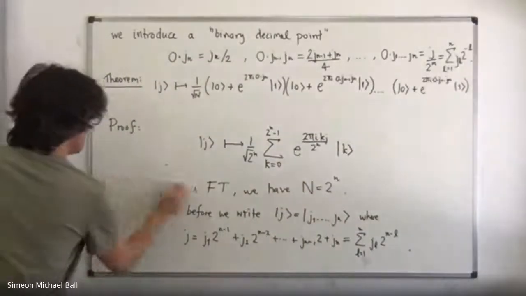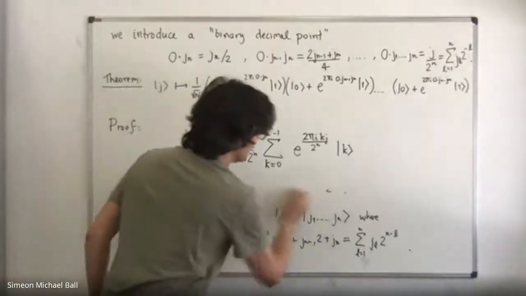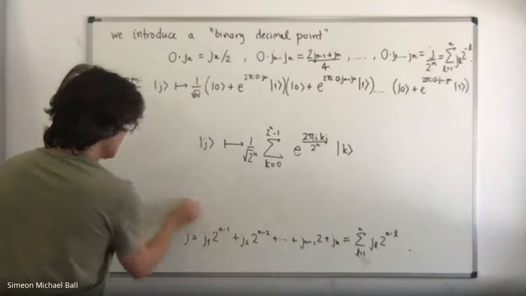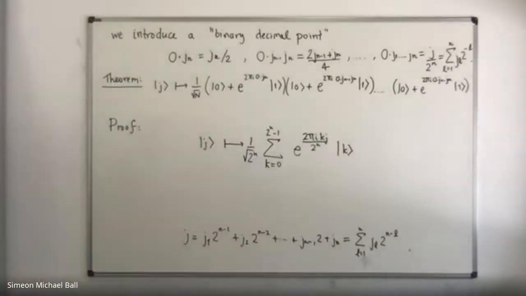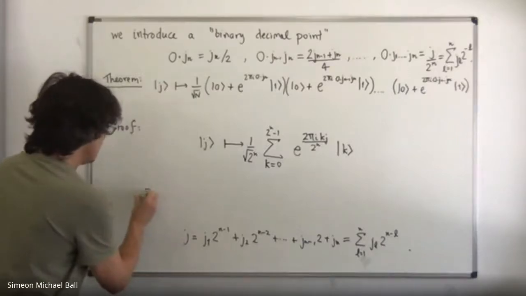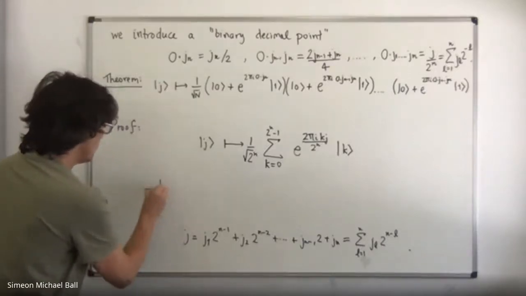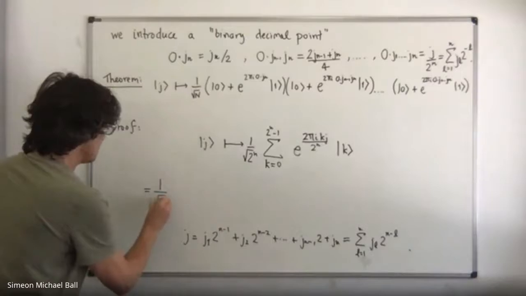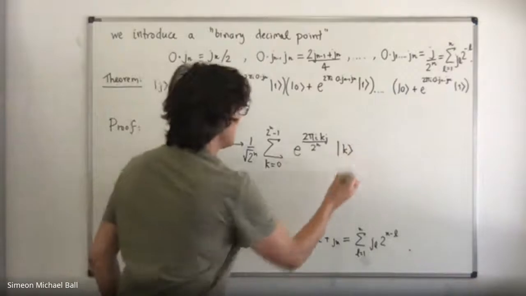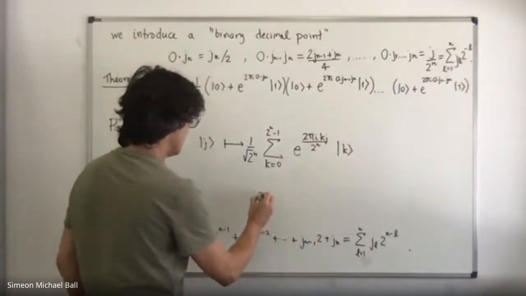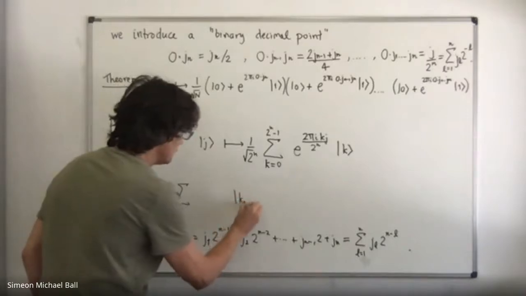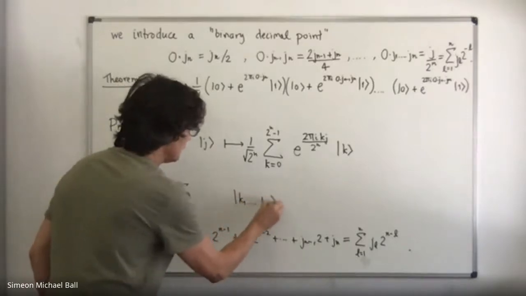Okay, so let's just leave that there for the moment. Maybe that may help us. So here we have this is equal to 1 over the square root of 2 to the n. Now I want to write, I'm going to write this k as k1 to kn.